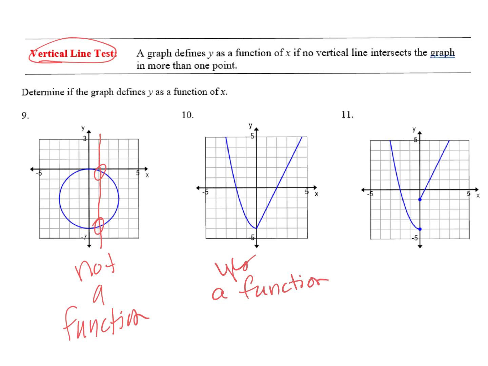So let's look at this next one. Again, drawing vertical lines through the graph. I'm all good on the left. If I look on the right, I'm all good on the right, but I have a problem. If I draw a line through the y-axis, this and this is repeating x values because they're both shaded in circles. So this is no, it's not a function.